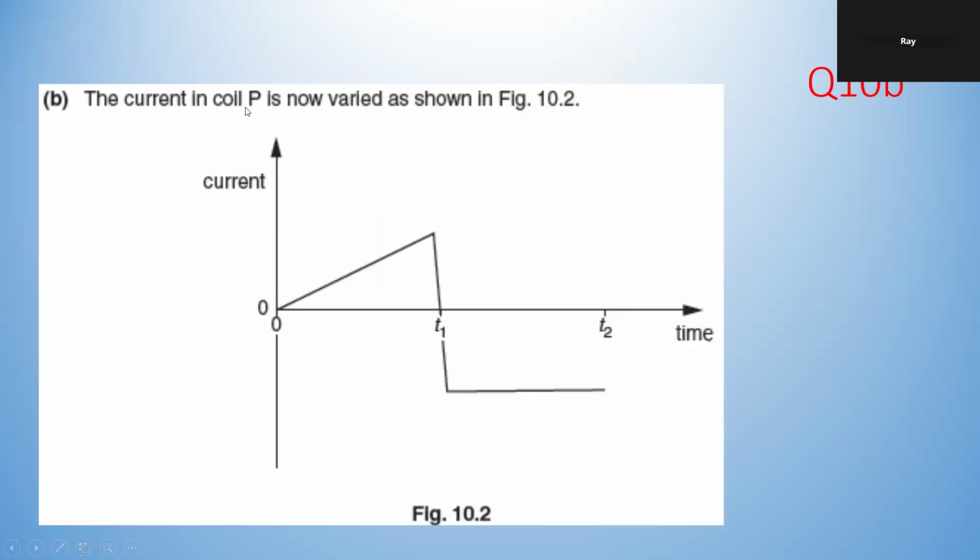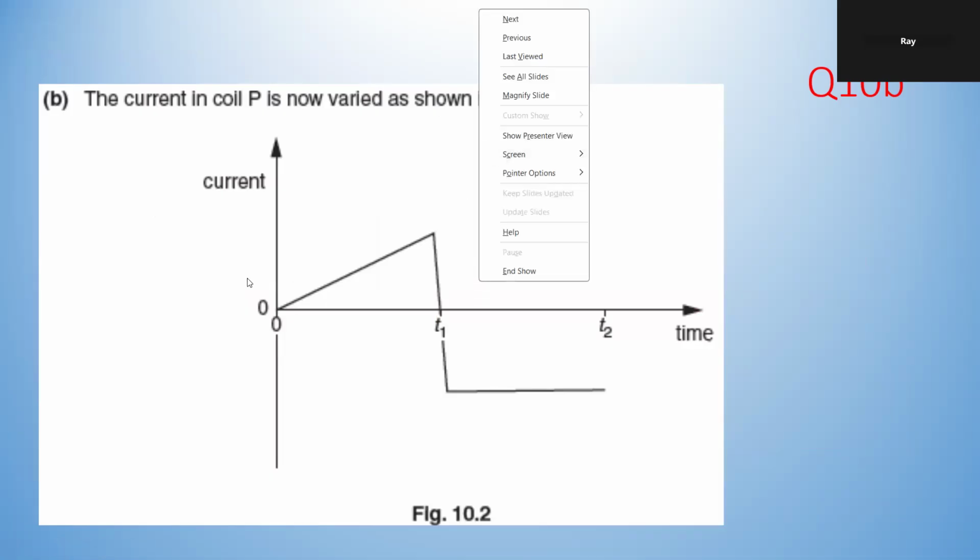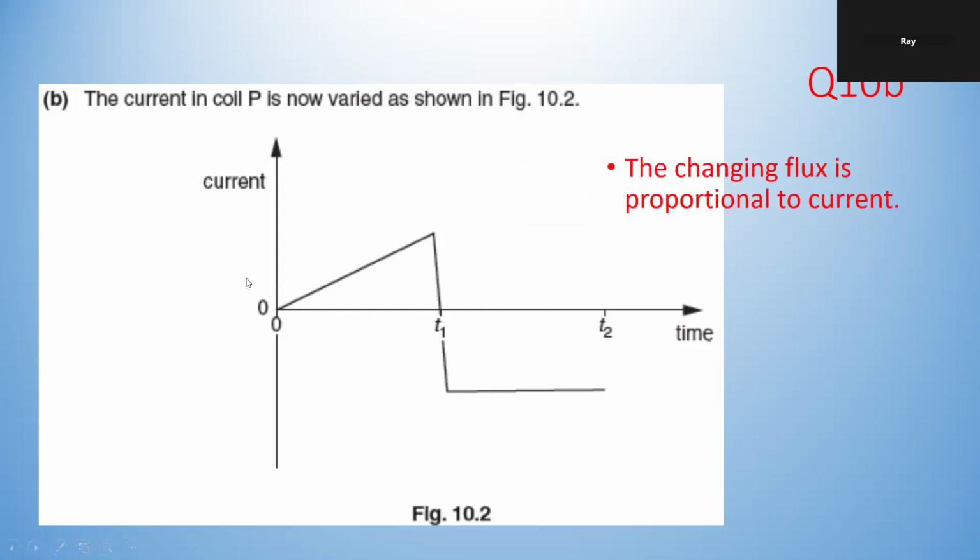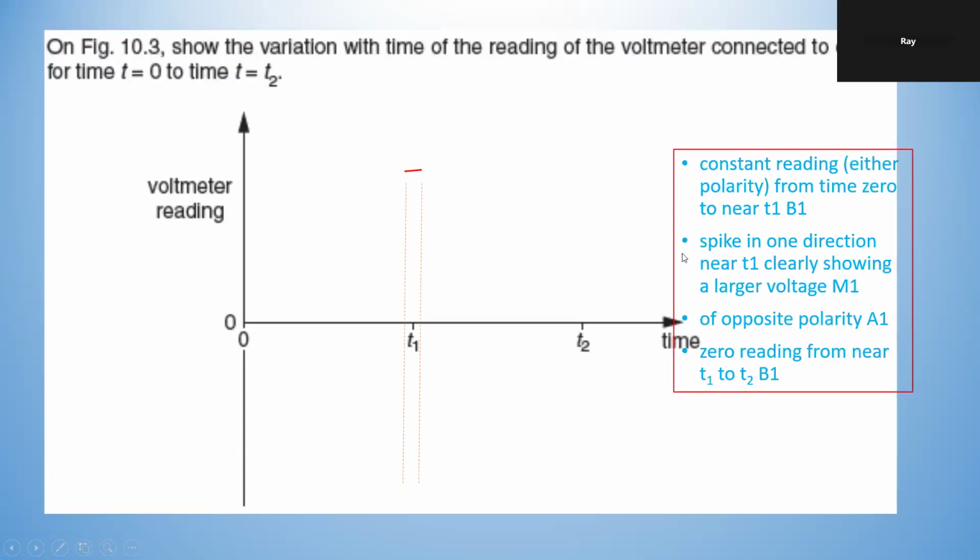The current in coil P is now varied as shown in figure 10.2. That's the current, how it changes. Thing to remember is changing flux is proportional to current, Faraday's law, and EMF induced is equal to the gradient. So how does the graph look? On figure 10.3, show the variation with time of the reading of the voltmeter connected to coil Q for time t equals 0 to time t equals t2.